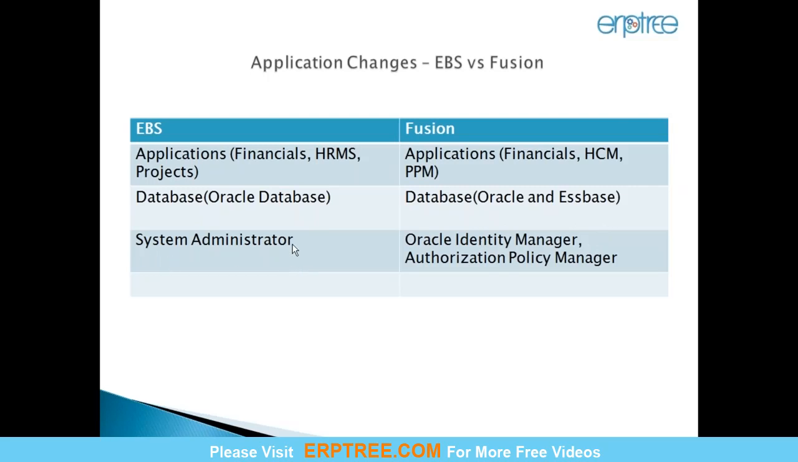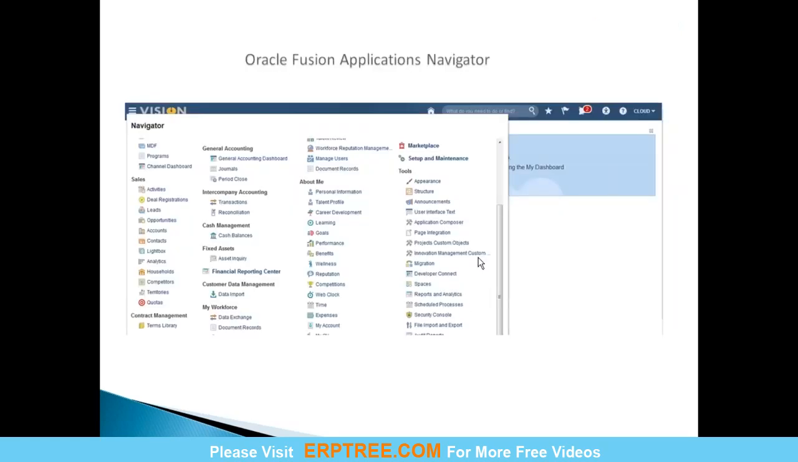That means the system administrator part we have in EBS, similar to that in Fusion we have the security console. In the background, you can find these two components only. And this is how the user interface looks in Fusion applications, completely ADF pages. This is the navigator. No forms, completely web pages, a single user interface. So here the user access, you can see all within the navigator.